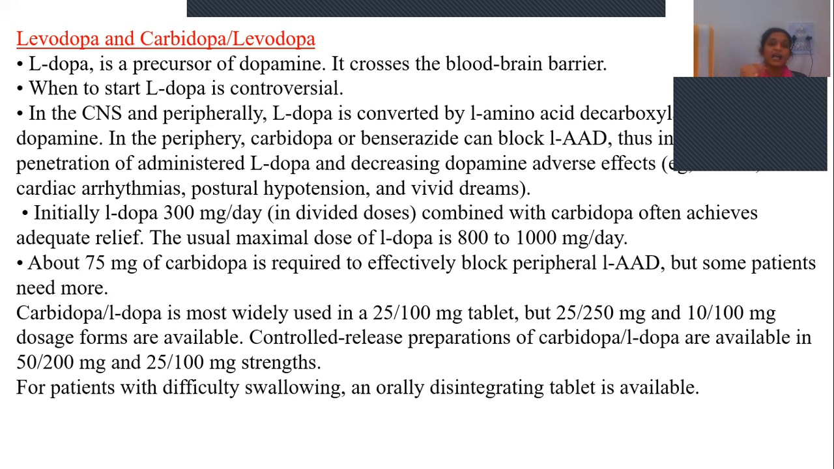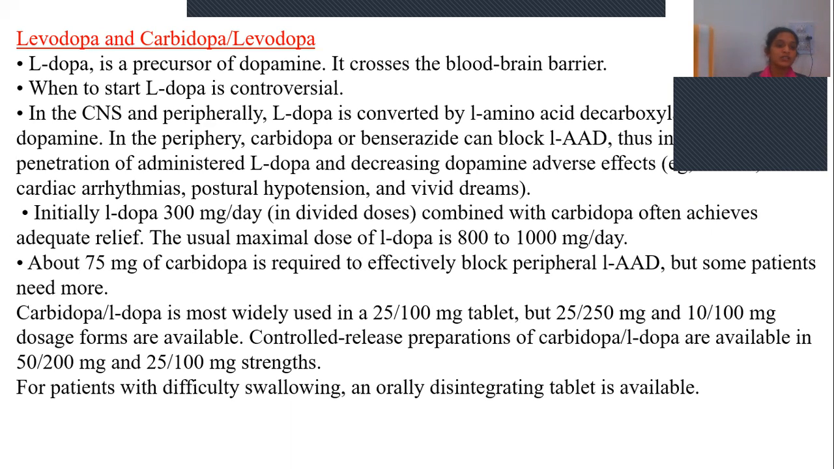That means if that conversion takes place in the central nervous system, it will be utilized by the neuronal cells. If it is converted before crossing the blood-brain barrier, it will be of no use. So that conversion in the peripheral circulation is blocked by carbidopa or benserazide. They inhibit this amino acid decarboxylase so that the drug is sent as it is to the brain, and once it is in the brain, it is converted into the active drug. This is how carbidopa is useful. To provide better treatment, it is best to use carbidopa along with levodopa.